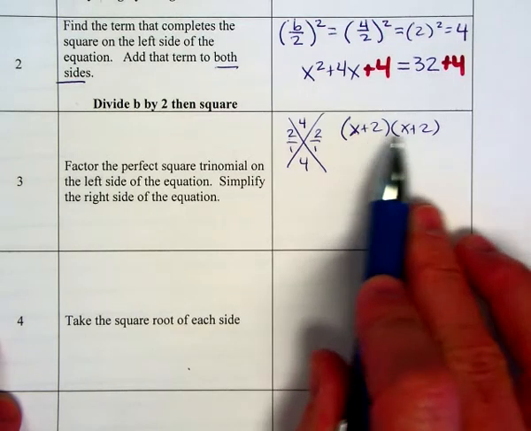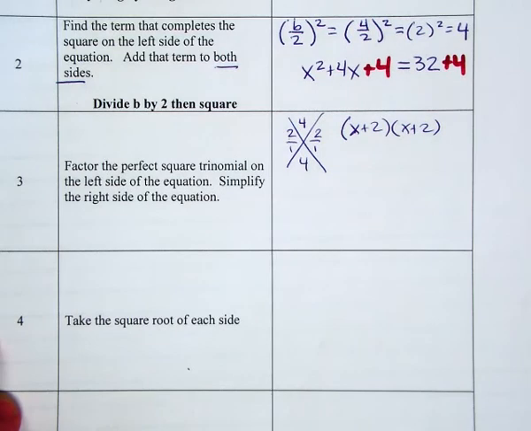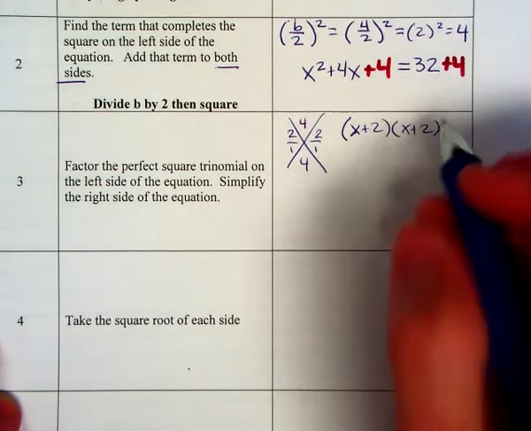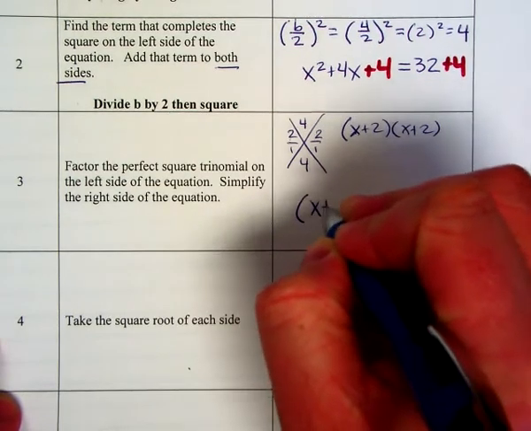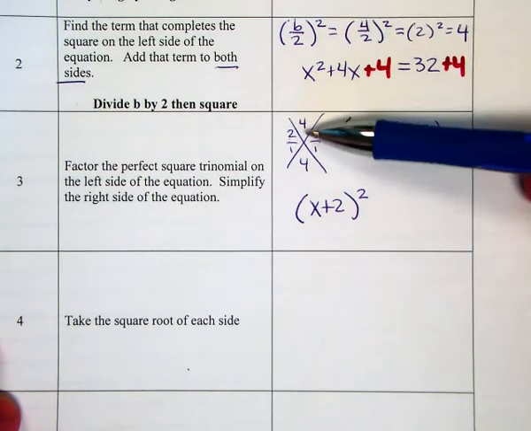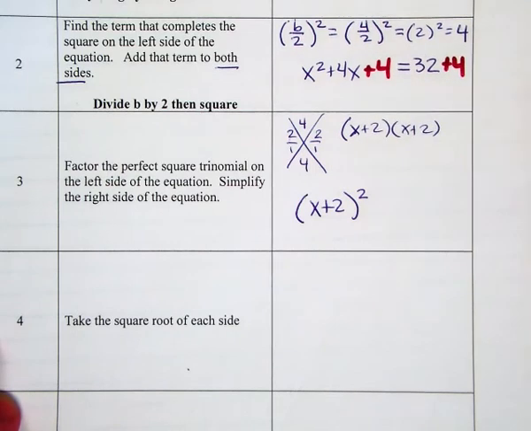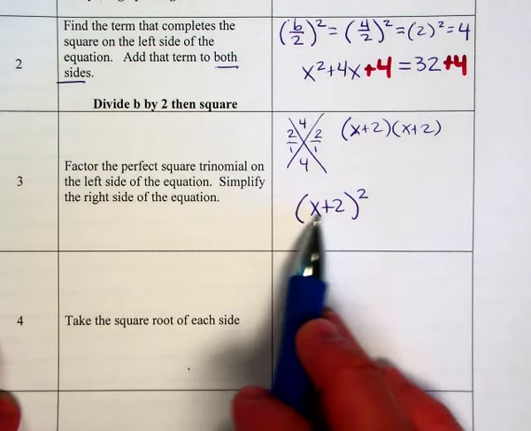When you have two things multiplying themselves, this times itself, what do we call that when something is times itself? Athena? Squared. So here's what I want you to write. X plus 2 times itself, that is x plus 2 squared. It's very important that you write it this way. Otherwise, the rest of the problem will be impossible. When we factored this using X method, we got the same binomial twice, x plus 2, x plus 2. So, x plus 2 squared. That's this part. Factor the perfect square on the left.